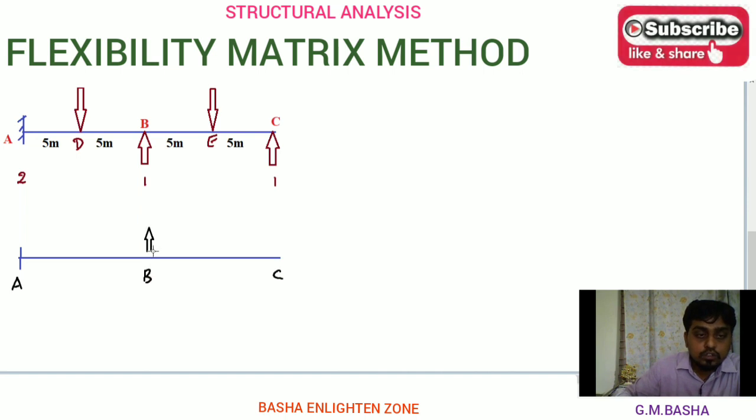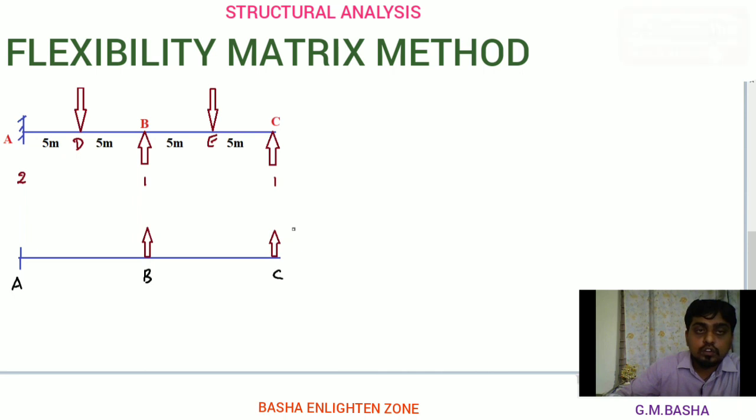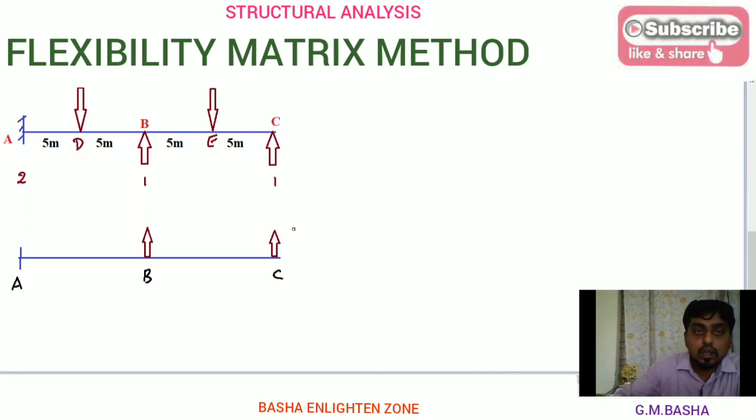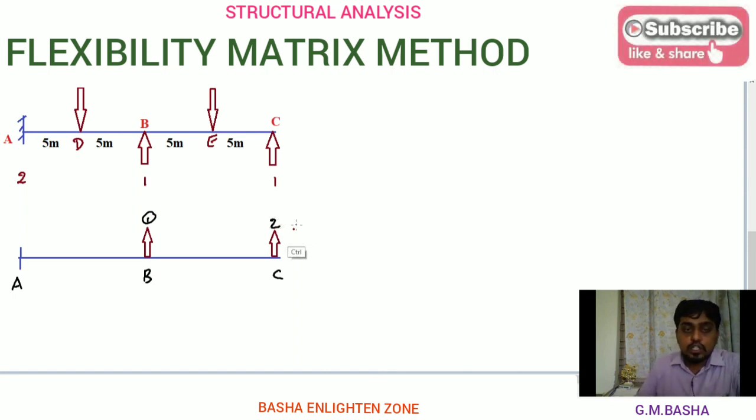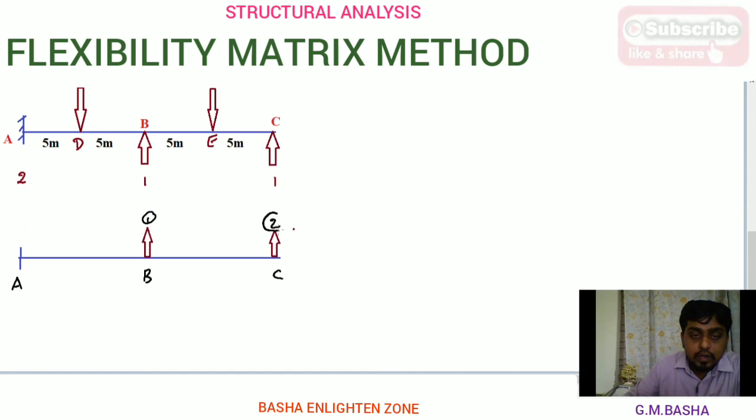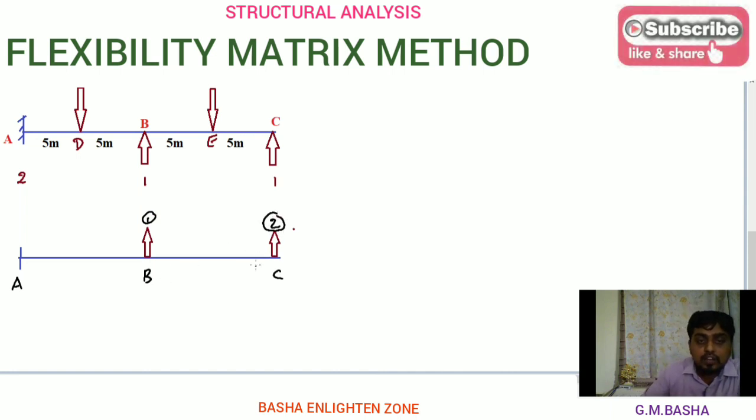Our first coordinate position will be here, it will be 1. At B position I am selecting one coordinate position. Similarly at C I am selecting another coordinate position. So this one will be taken as first one, and this one will be 2. So our two coordinate positions, one will be at B, another will be at C. Therefore they are two coordinate positions.